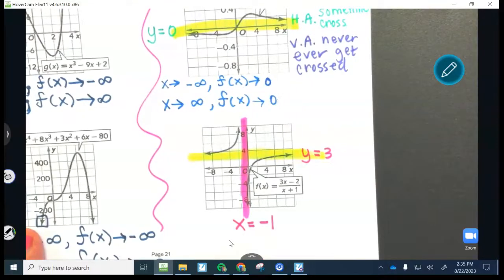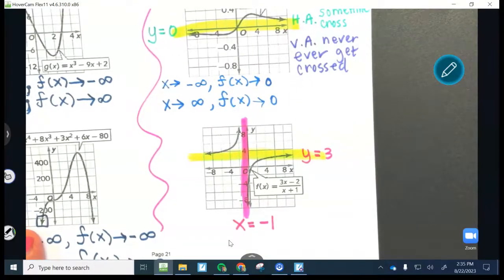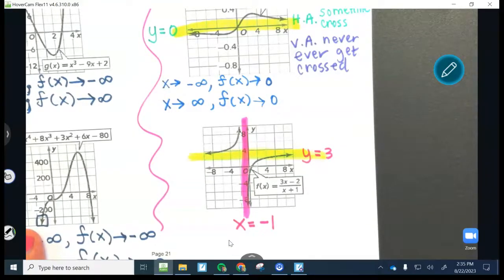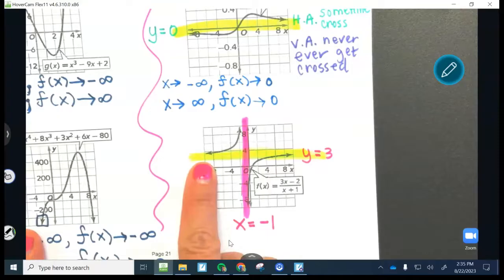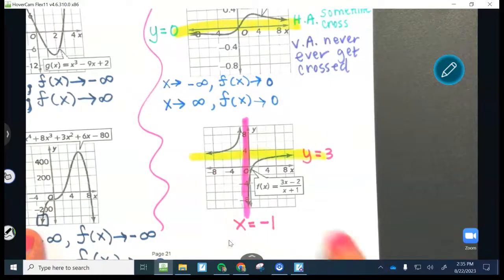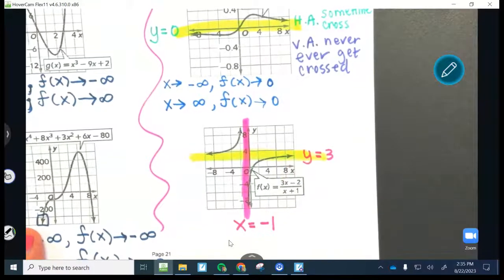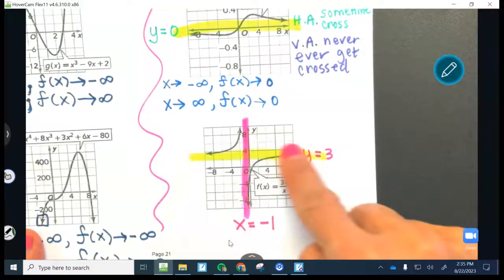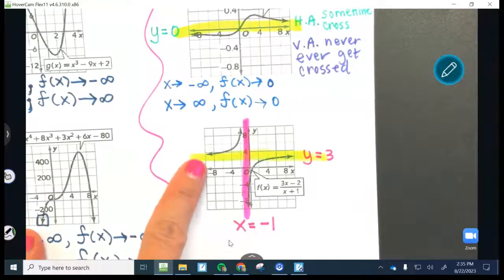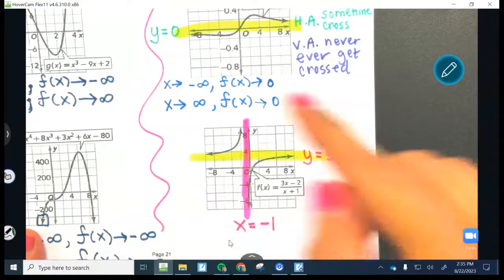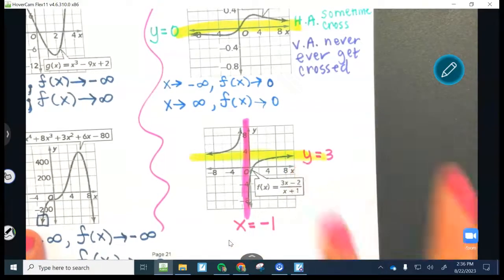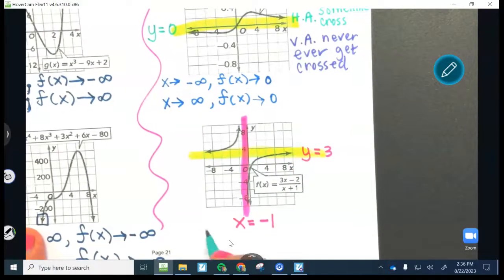Now, for this class, we are only focused on negative infinity and positive infinity, which is the arrows on the furthest most left and the furthest most right. Now, if you look at the graph, you have 2 arrows here and 2 arrows here. For us, just the furthest one to the left and the furthest one to the right. Now, remember, the furthest one to the left is always called negative infinity.